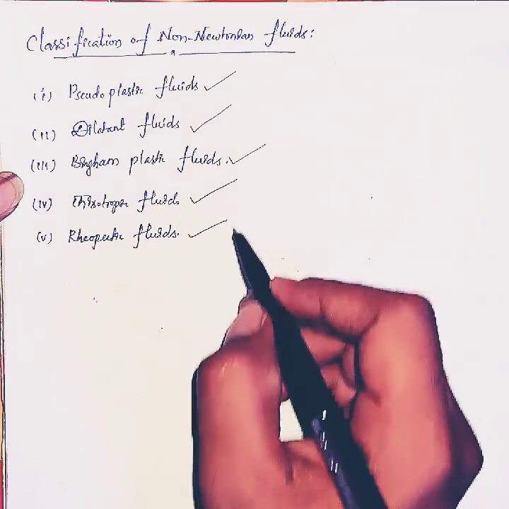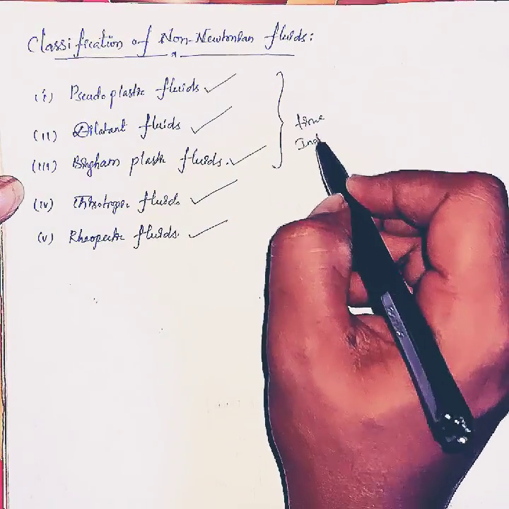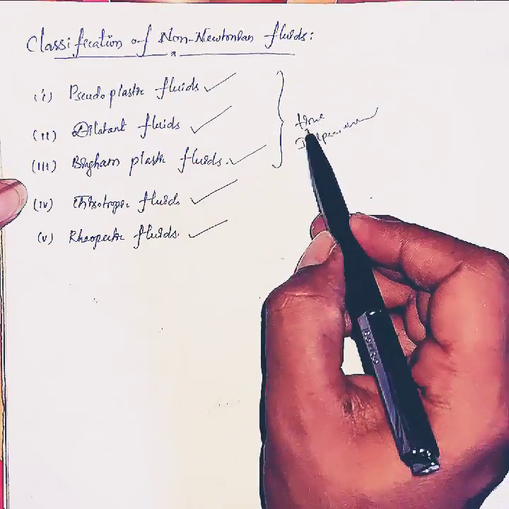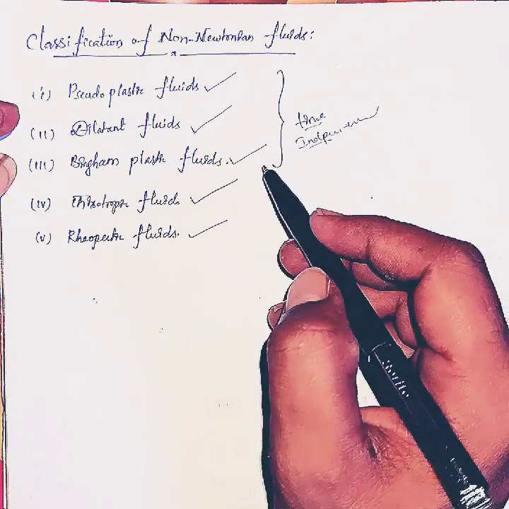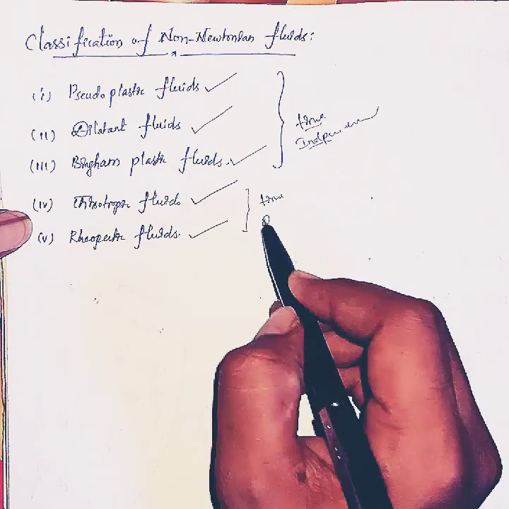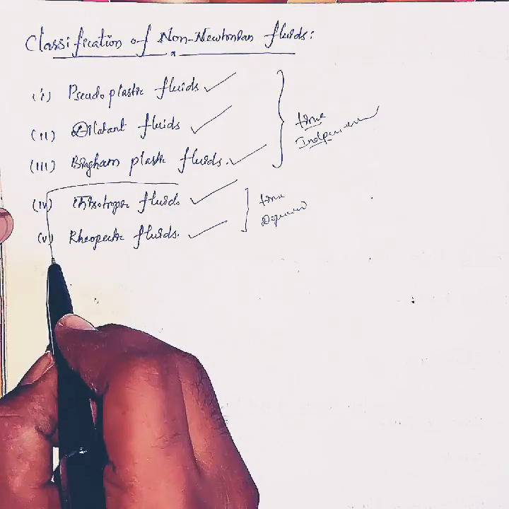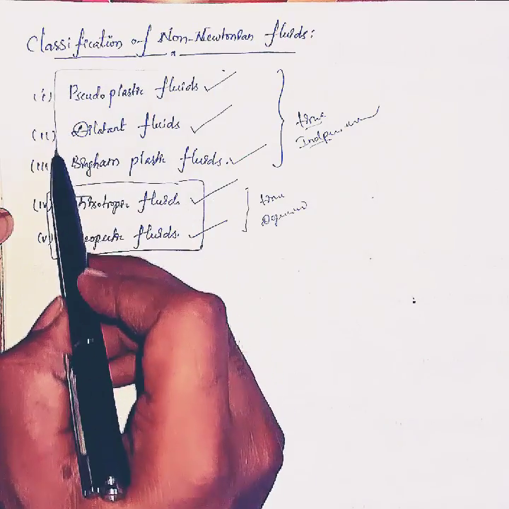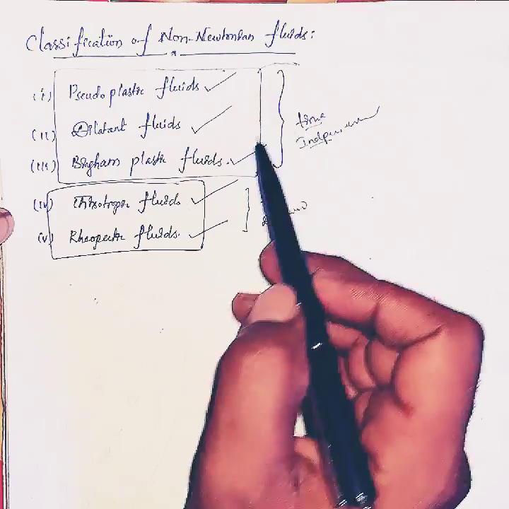Out of all these fluids, these three are time independent fluids. These fluids don't depend on time; it will not be considered. Here, these two fluids are time dependent fluids. That means the viscosity of these two fluids varies with respect to time, but the viscosity of the other fluids will not consider time. There is no factor that is affecting the viscosity.